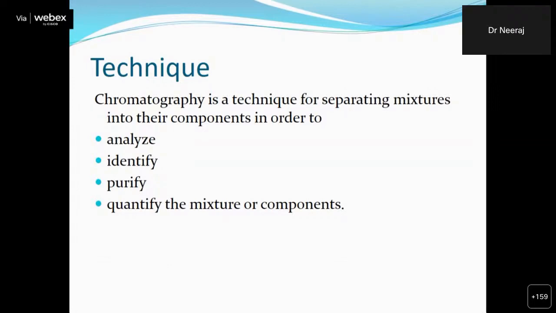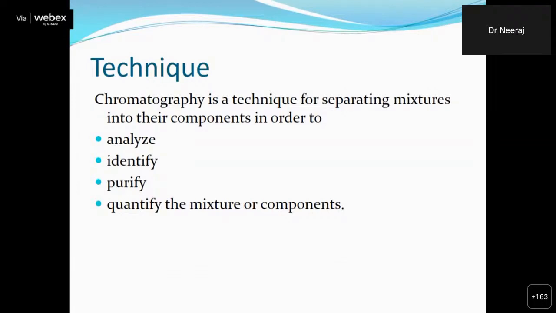So chromatography is a technique for separating mixtures into their components in order to analyze. First of all, you have to analyze a small molecule, a large molecule, what is present in that particular mixture. Then identify, analyze, identify, and then purify, and then quantify. So separate out, then purify, quantify. So all are interrelated to this chromatography.